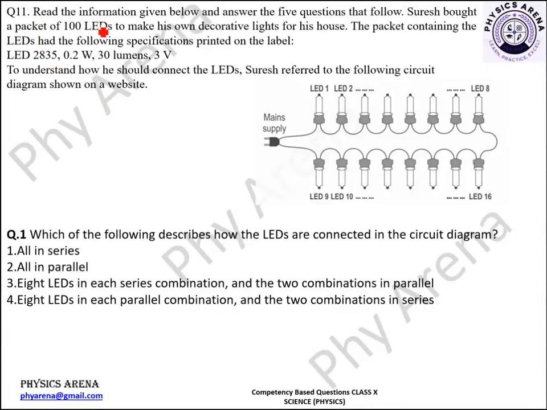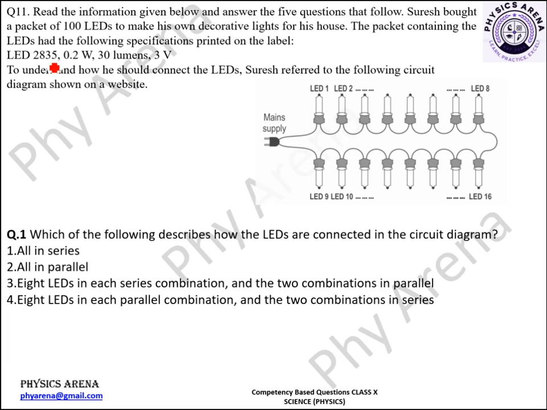Question 11. Read the information given below and answer the 5 questions that follow. Suresh bought a packet of 100 LEDs to make his own decorative lights for his house. The packet containing the LEDs had the following specifications printed on the label: LED 2835, 0.2 watt, 30 lumens, 3 volt. To understand how he should connect the LEDs, Suresh referred to the following circuit diagram shown on a website.